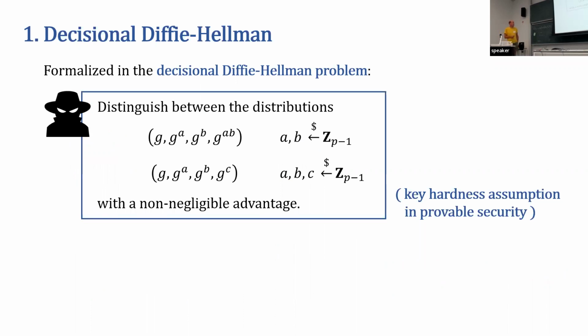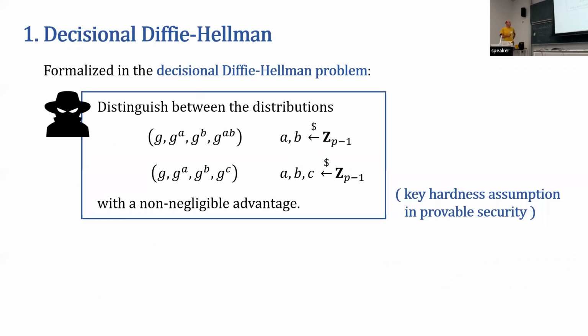So this is a very important hard problem because it's like a security foundation for many security proofs. If you want to prove the security of a certain crypto system that is based on the discrete logarithm problem or the Diffie-Hellman problem, eventually you want to reduce to this decisional Diffie-Hellman problem, which is a stronger assumption.